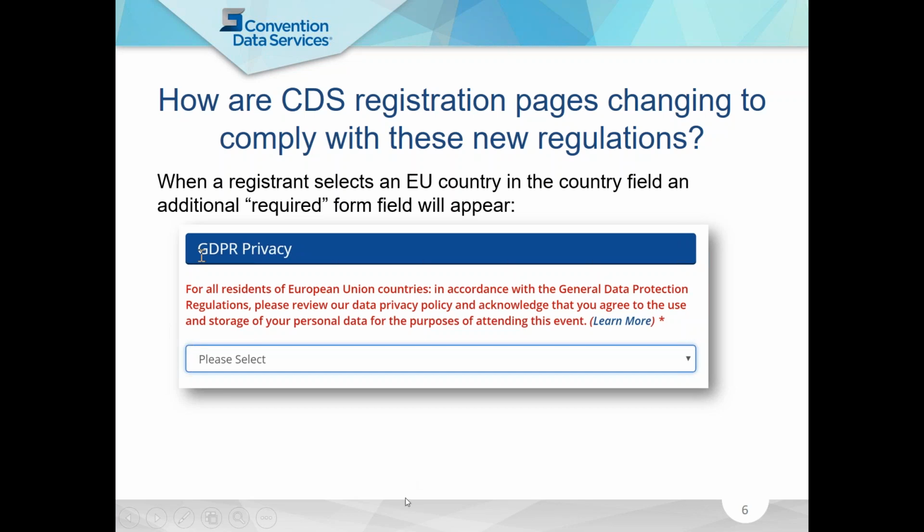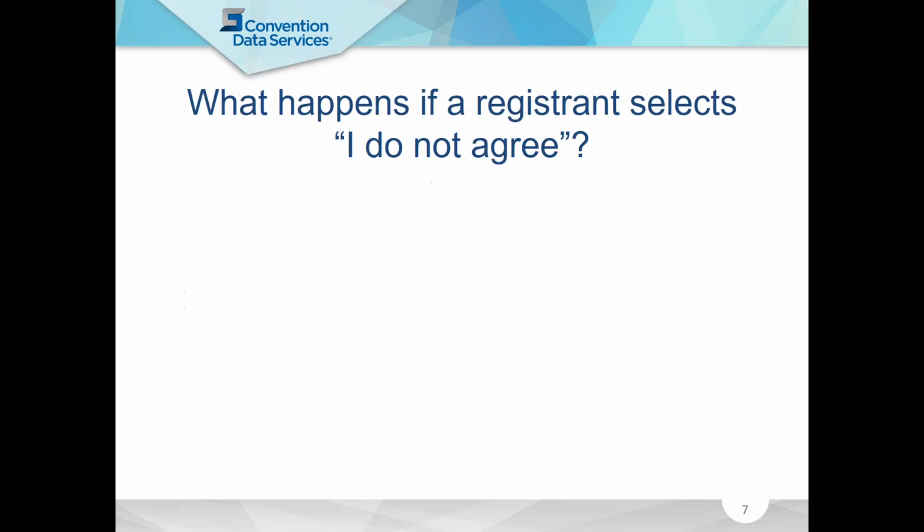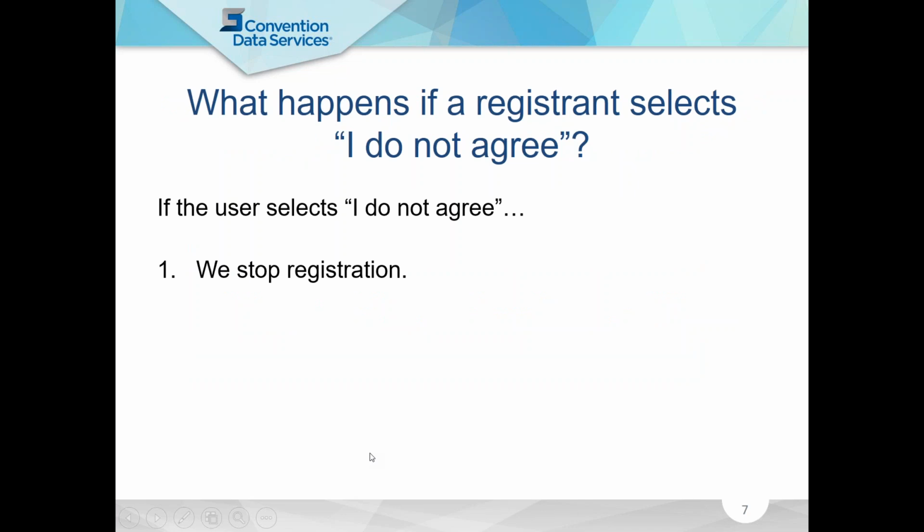So this is the form field that's exposed to people who say that they are from an EU country, and it basically has two options in it. I have read and agree, or I do not agree. So of course the question comes up, what happens if a registrant says, I do not agree? Basically, we stop registration at that point.